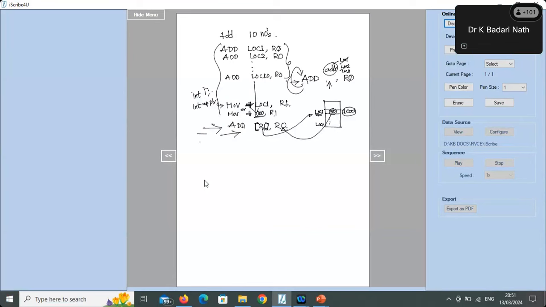Okay, so now if you look here, we will have what is called the relative addressing mode. What is the meaning of that instruction?